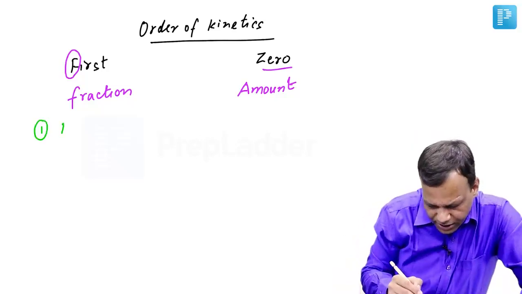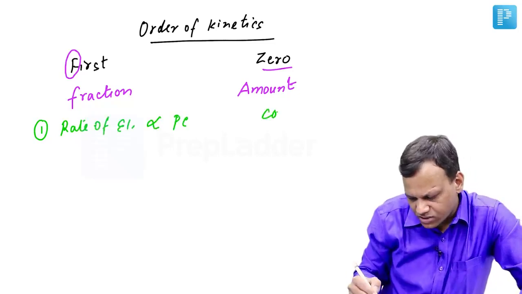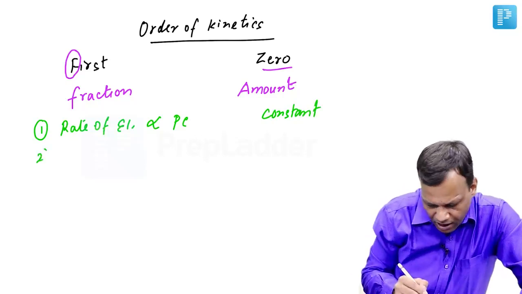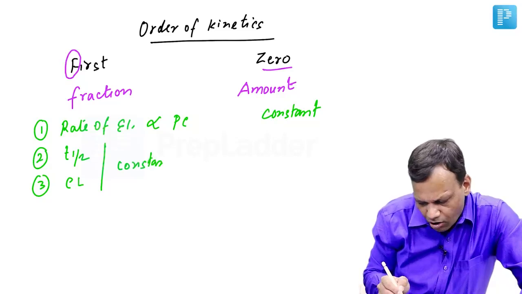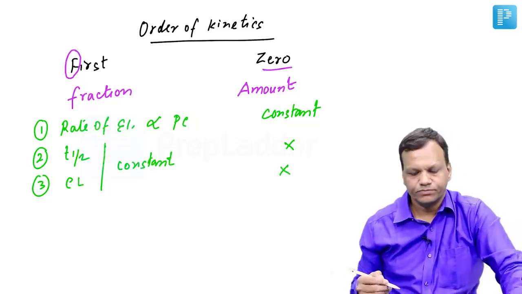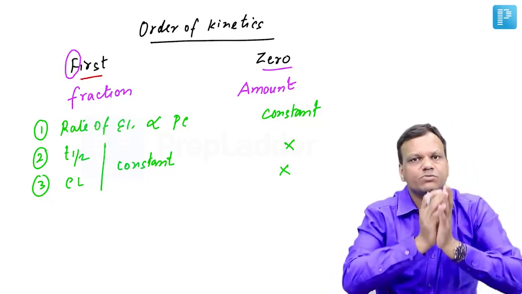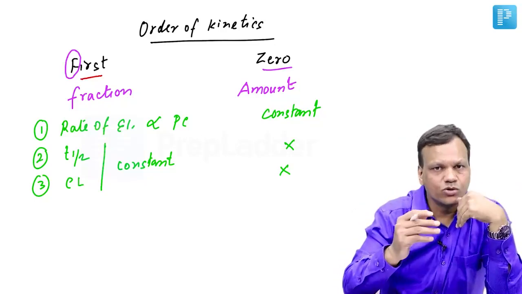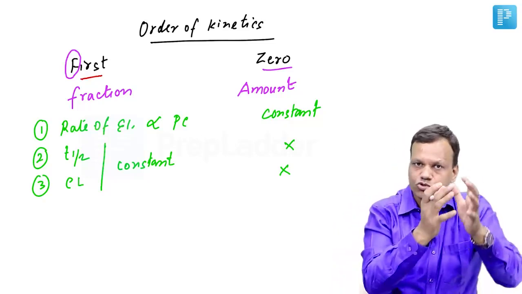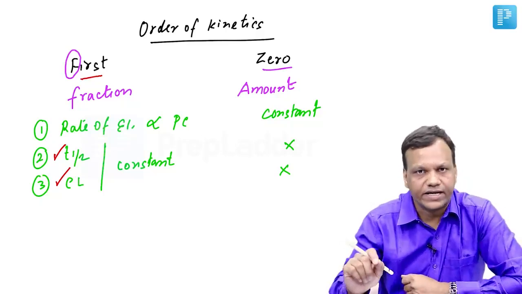In first order kinetics, rate of elimination is proportional to plasma concentration, whereas it is constant in zero order kinetics. Half-life and clearance are constant in first order kinetics, but they are not constant in zero order kinetics. Okay. In simple terms, in first order kinetics, if we double the dose, the plasma concentration becomes double. Whereas in zero order kinetics, we cannot predict that. With decreasing the dose to half, the concentration becomes half. But half-life and clearance remain constant in first order kinetics. Okay. So with that, we completed the pharmacokinetics.